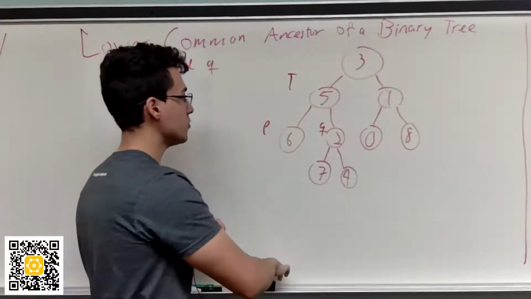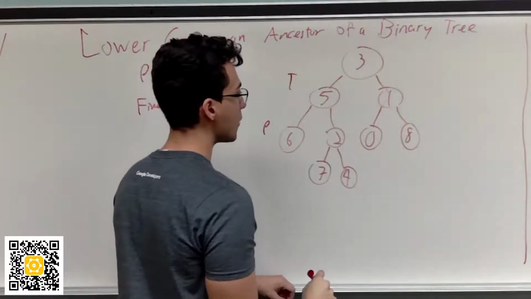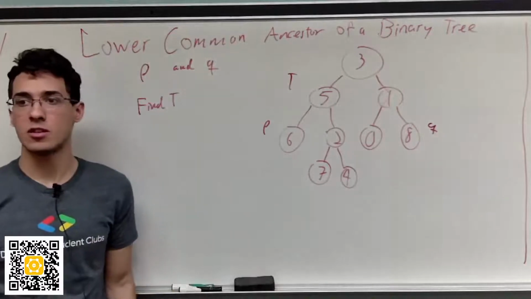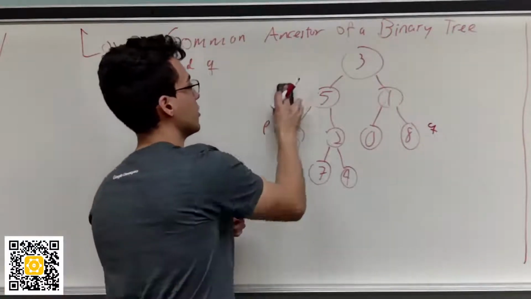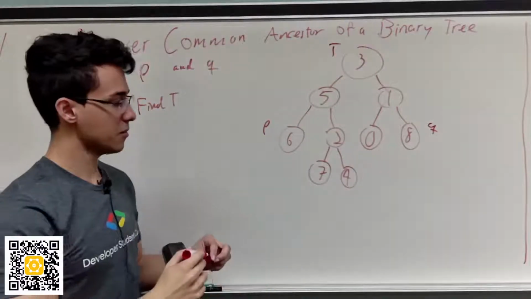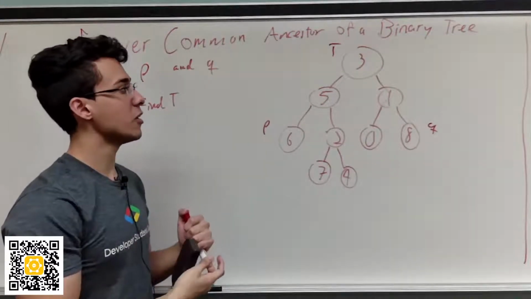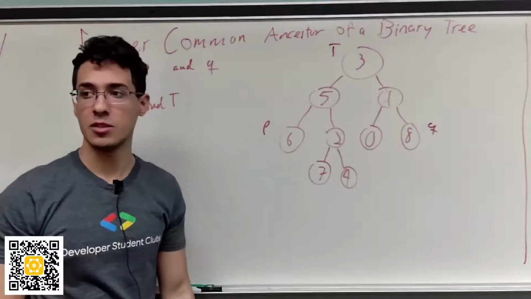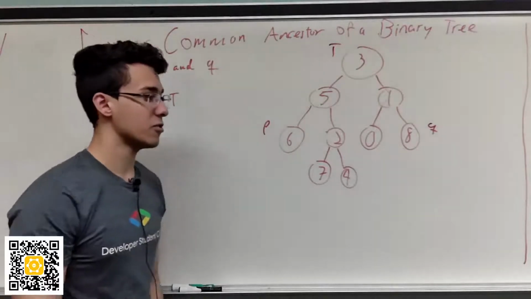Now let's say I moved it here. What then? Which one is it? 3. That's the lowest one. That's the one they share in common. Okay? So you're tasked with coming up with an algorithm that returns T. So that is the point of this problem.